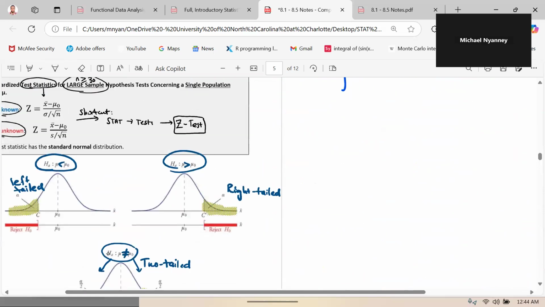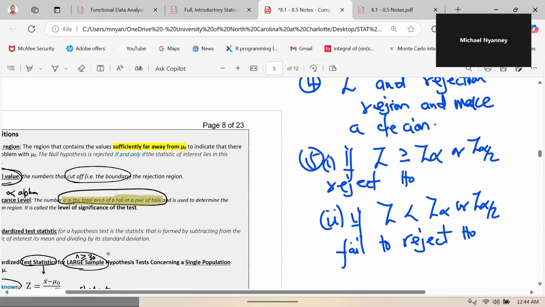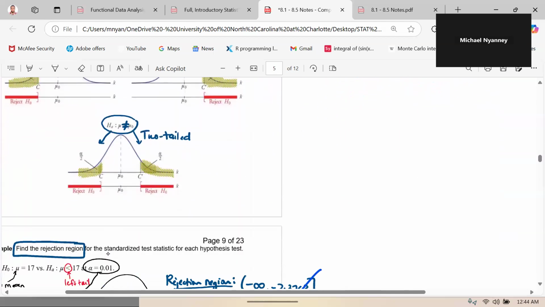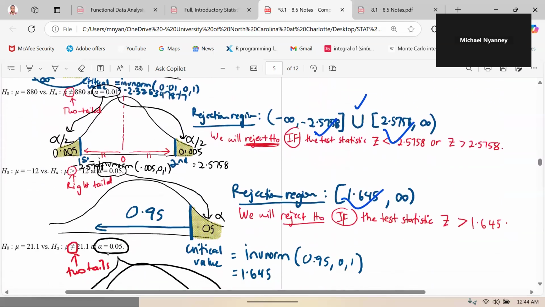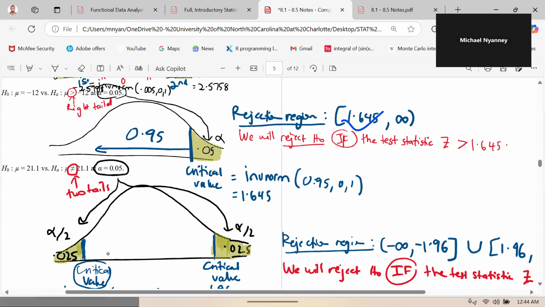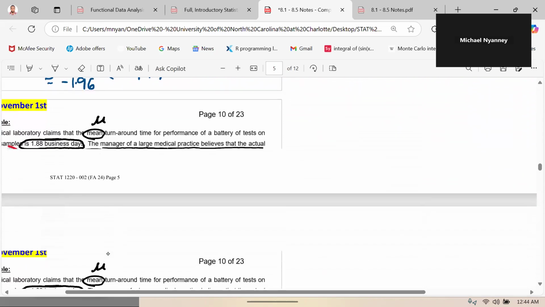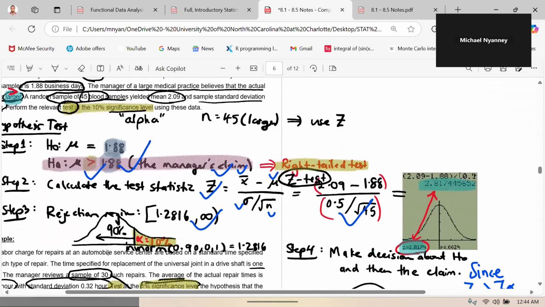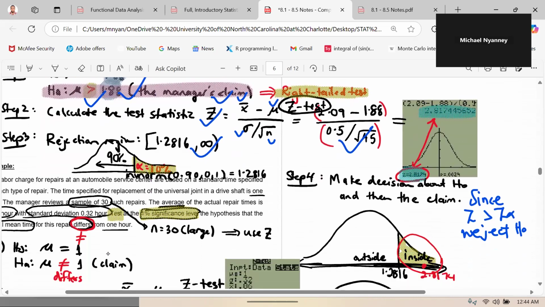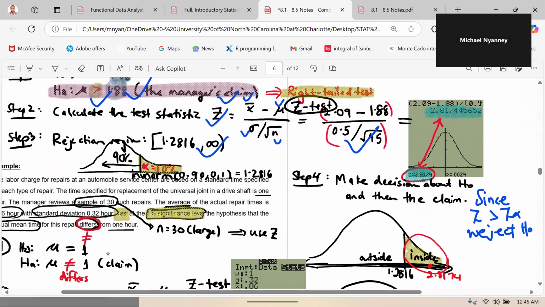So based on the statement that I make here, I said that if Z is greater than Z alpha or Z alpha over 2, then we reject H naught. So your Z alpha over 2 or Z alpha is what you use your calculator to determine. Then you compare it with your Z test statistic. If that Z is greater than Z alpha, reject it. That is what we did. But if it is less than it, we fail to what? Reject it. So here we reject the null hypothesis. That is the conclusion that we make.